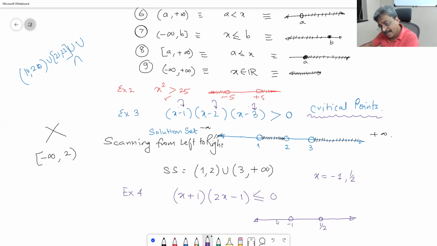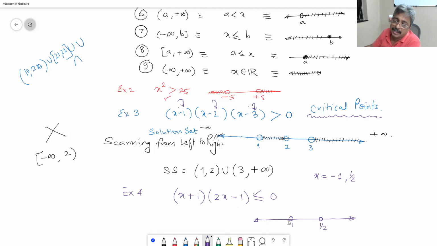I can take, again, x equal to minus 2. If I take x equal to minus 2, I get this bracket negative. I get this bracket also negative. Negative into negative becomes positive, and we want it to be less than or equal to 0. Therefore, walking from minus infinity till minus 1, I will not find this inequality satisfied by any of the x values which are less than minus 1.